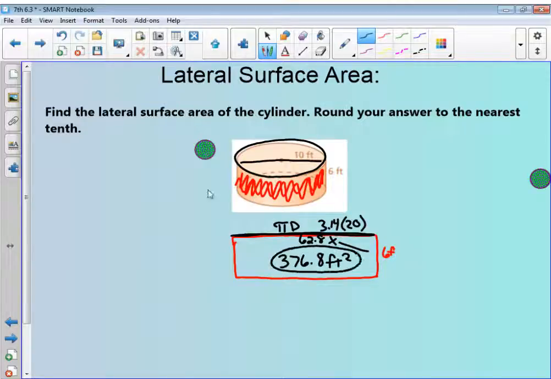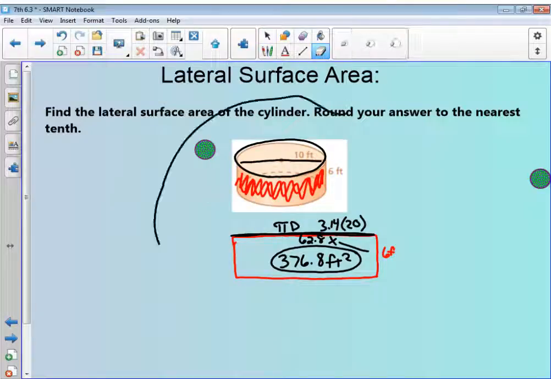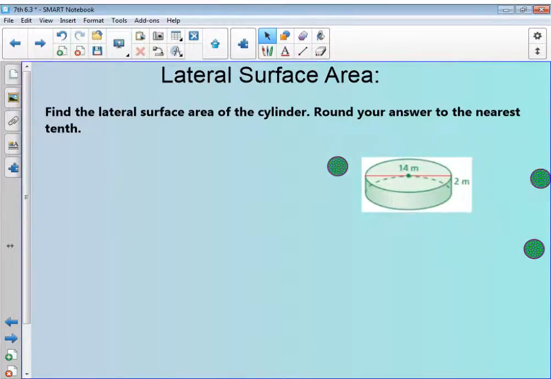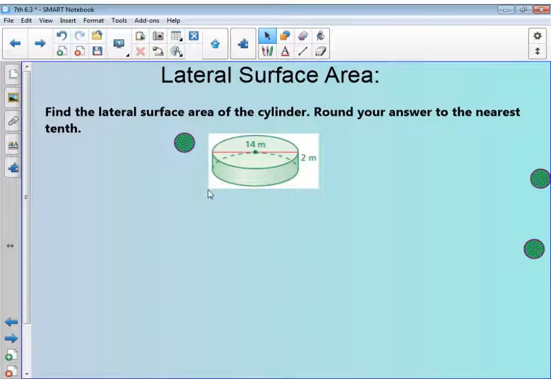Okay, so the key thing, make sure that as you're working through any of these cylinders, pay attention to what they're asking for. Do they want the full surface area or do they just want the lateral? Because lateral surface area is just that middle section. It would be that section of where the label is on a can. All right, so let's go ahead and try another one. And yes, it's as easy as that. That's all we have to do. You would think we should have maybe learned this as the first part, right?